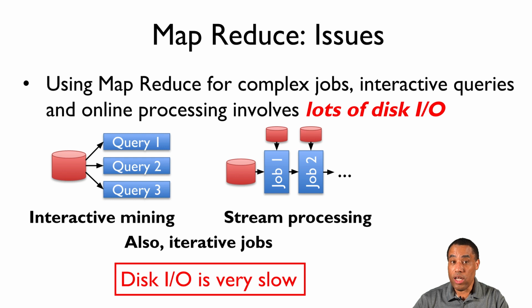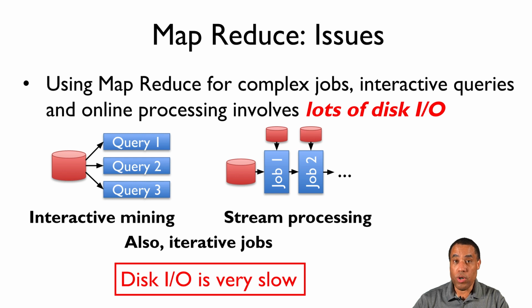If we look at complex jobs, like interactive queries such as interactive data mining, or online processing like streaming, we see lots and lots of disk I/O. For interactive mining, we have a data set that we want to run queries on. It's the same data that we're running the queries on, yet each of the queries has to read the data from disk, turn it into objects, and then run the query on those objects.